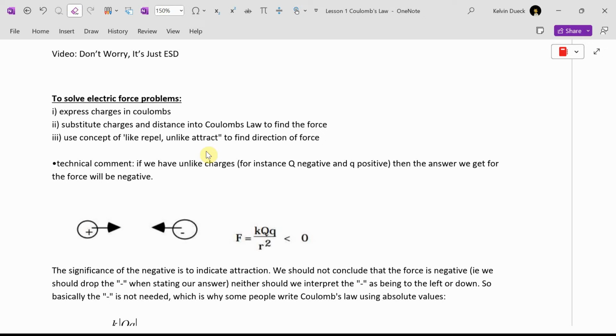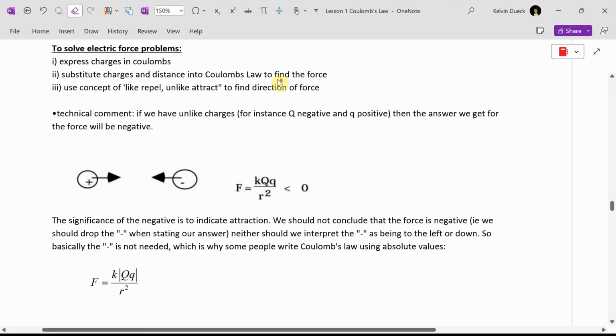Now, a technical comment here: if we have unlike charges, for example one positive and one negative, the answer we get for the force will be negative. Negative indicates attraction, it doesn't indicate that the force actually has a negative magnitude. For this reason, a lot of textbooks will put absolute values around the Q's, whether you write big Q, little q, or Q1, Q2. I can't remember, did I put absolute values around Coulomb's law on your formula sheet? I did, okay. This is also my way of making sure you know what section we're in: the Coulomb's law electrical section.